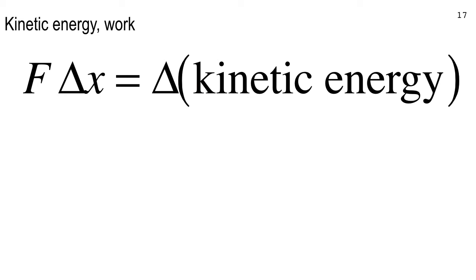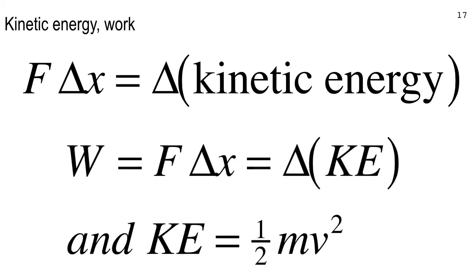It's the work formula. F delta x equals delta KE, delta kinetic energy. And the change in kinetic energy is defined as work. Kinetic energy is defined as 1/2 mv squared. Now remember, Connor, momentum is mv.